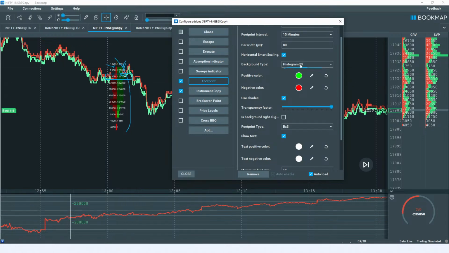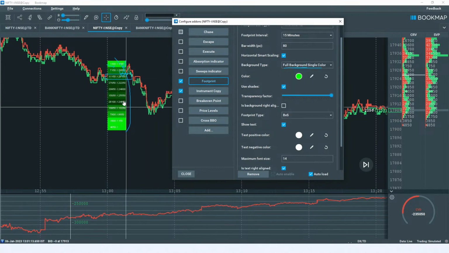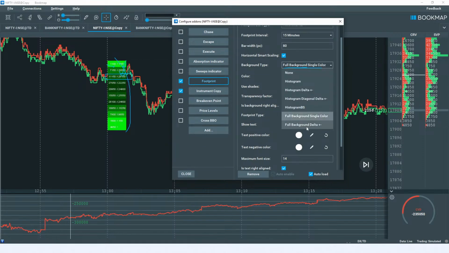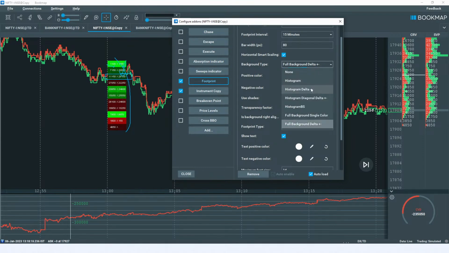So this is a histogram buy and sell. We are able to see buy and sell separately, with a full single-color background, so basically it shows the complete block. You can also see full background delta plus and minus. It is delta plus and minus only, but it shows the difference in the entire box, not as a profile. We will not get the profile here, hence I am using histogram delta plus and minus.